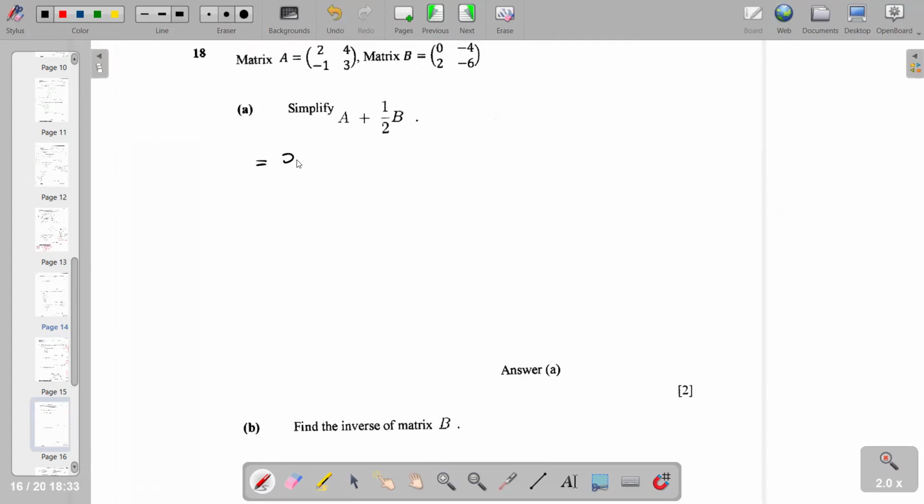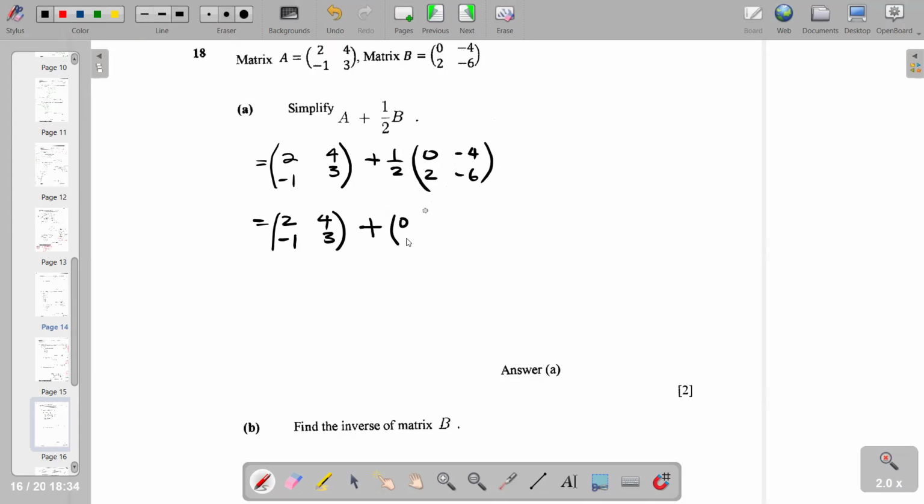So it's gonna be 2 minus 1, 4, 3 plus half B, which is 0, 2 minus 4 minus 6. The half, the scalar, multiplies everything here. So here we get 0. Then here, half times 2, we get 1. Half times minus 4 minus 2, here we get minus 3.